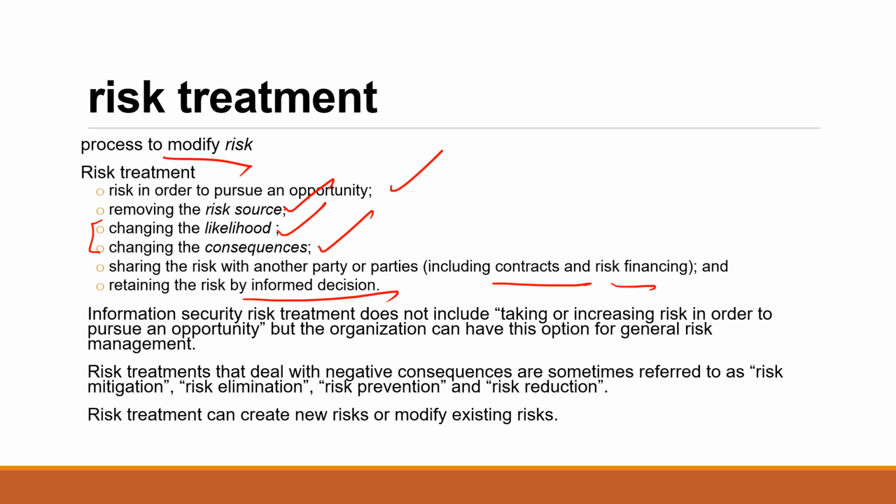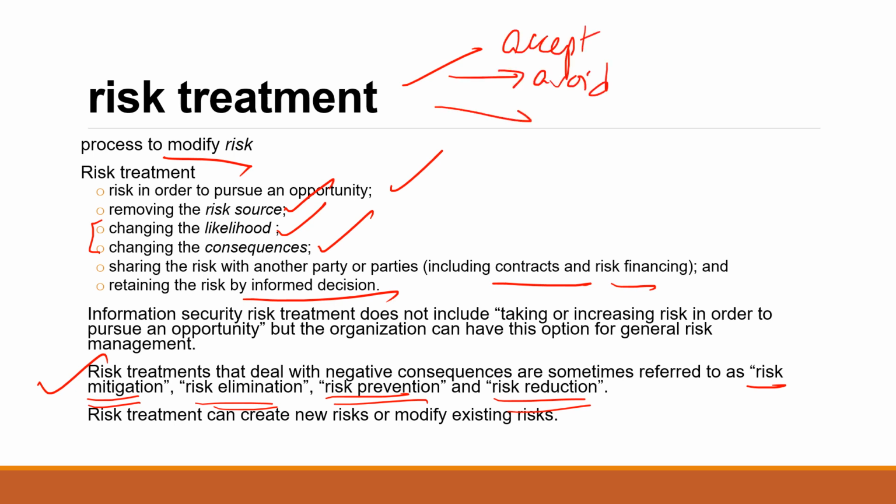Information security risk treatment does not include taking or increasing risk in order to pursue an opportunity. Risk treatment that deals with negative consequences is sometimes referred to as risk mitigation, risk elimination, risk prevention, risk reduction. There are different terms they use, so you have to understand the context; that's the reason it is highlighted here. Normally mitigation is to mitigate. Within the treatment we can have options: I can accept it, I can avoid it, I can mitigate it, or I can transfer it. Different terms like mitigation and risk elimination are used.